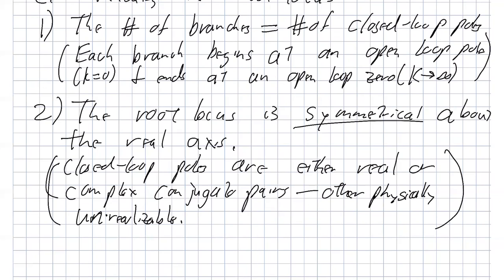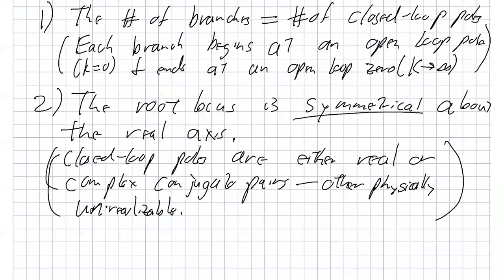Okay, so that means everything is the same on the top and the bottom, right? So if you've got a pole above the real axis, then you've got a pole below the real axis. Things are not symmetric about the imaginary axis, right? But the top and the bottom are going to be mirrors of each other.